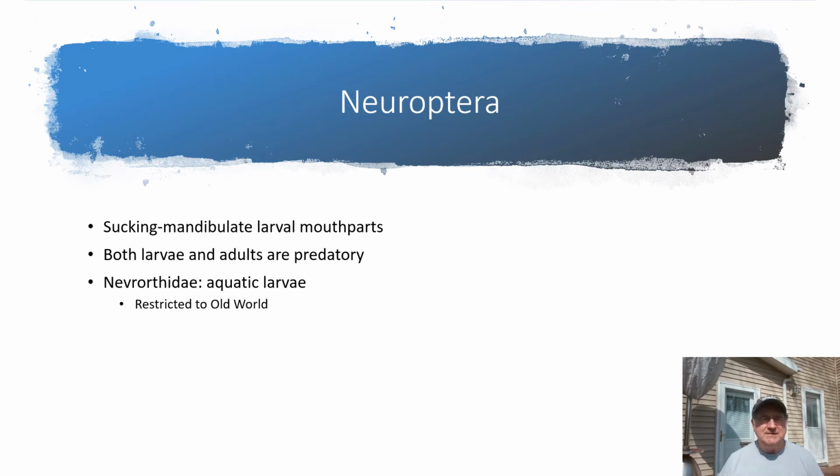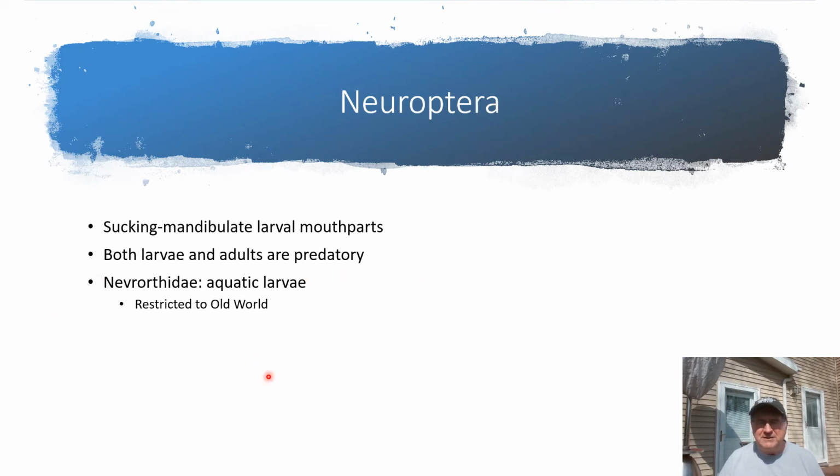So, sucking mandibulate mouthparts in the larvae, and I should qualify the adults, whether they're predatory or not. Many adults are predatory, but some of them will also feed on plant materials, feed on pollen, of course, and feed on sugar sources as well. But there are some that are predatory as well.